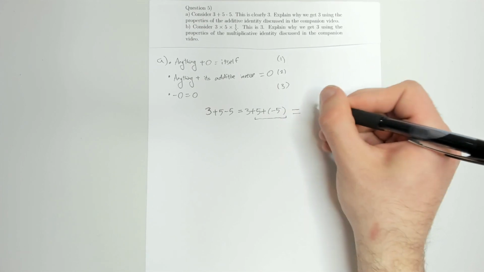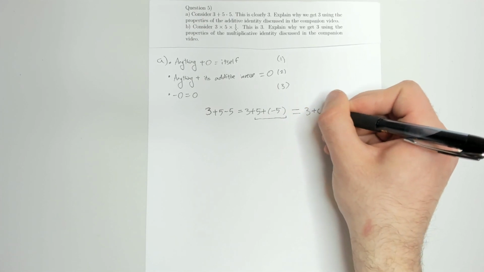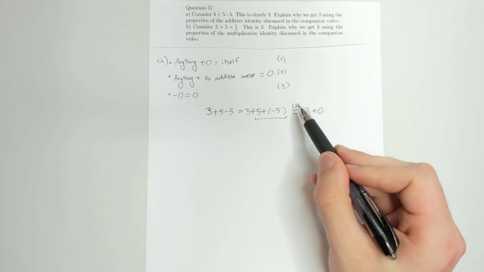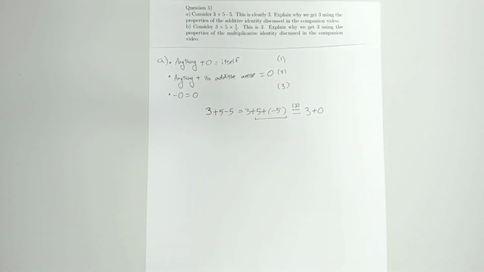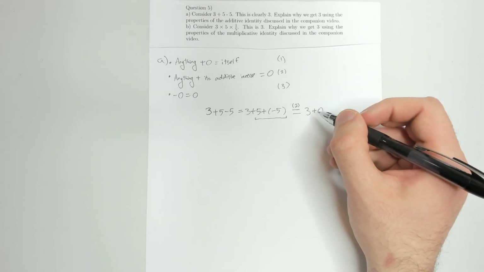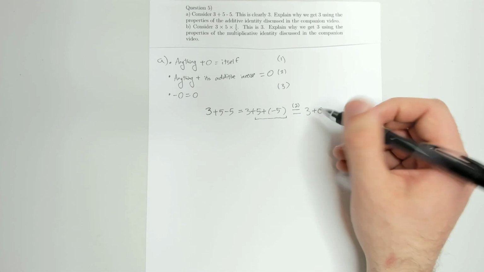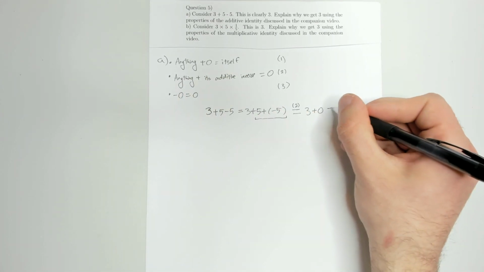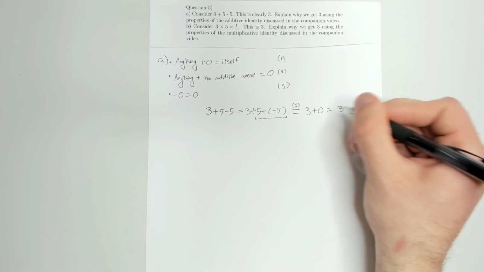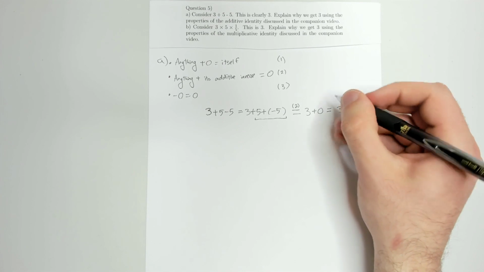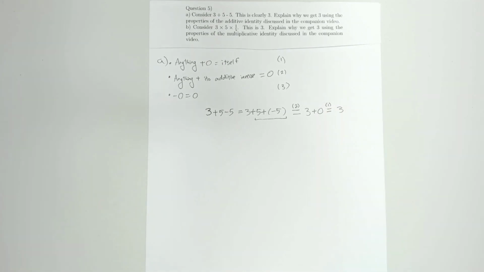So we can then say, okay, this equals 3 plus 0. And over the equal sign, I'm going to write a 2 there to show that we used property 2 in this situation. And now we have 3 plus 0. But we know by property 1 that anything plus 0 is itself. So this then gives us 3, because we have 3 plus 0. So we get the number back. We get 3 back. And this was by property 1.